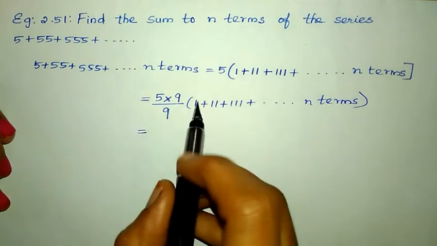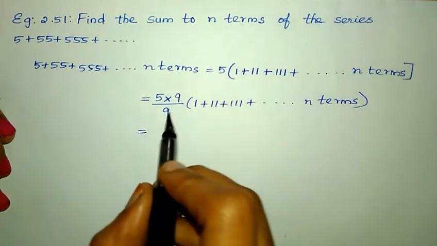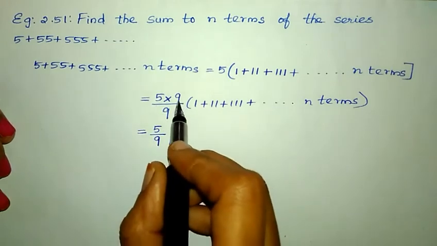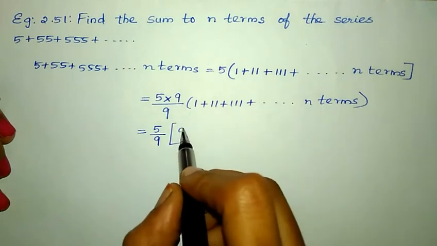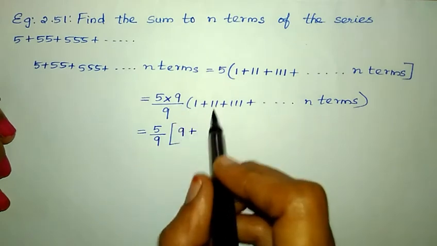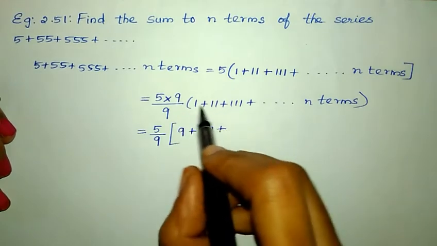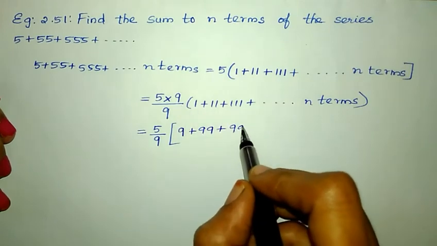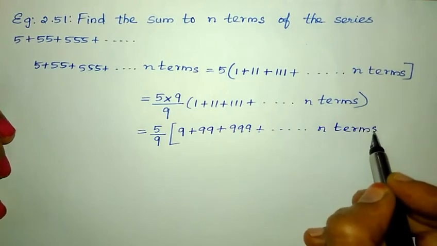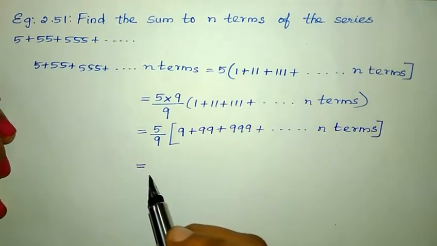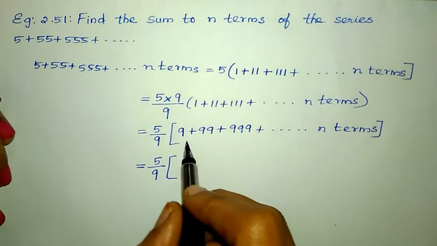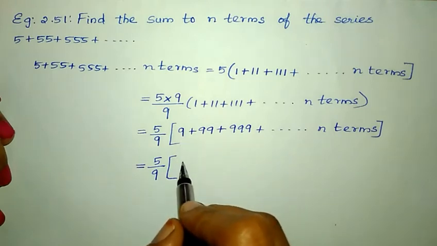which is equal to, now multiply this 9 inside. So the remaining is 5 by 9. Now multiply this 9 only inside. 1 into 9 is 9 plus 9 into 11 is 99 plus 9 into 111 is 999 plus etc. up to n terms, which is equal to, now 5 by 9, we can write this 9 as 10 minus 1.